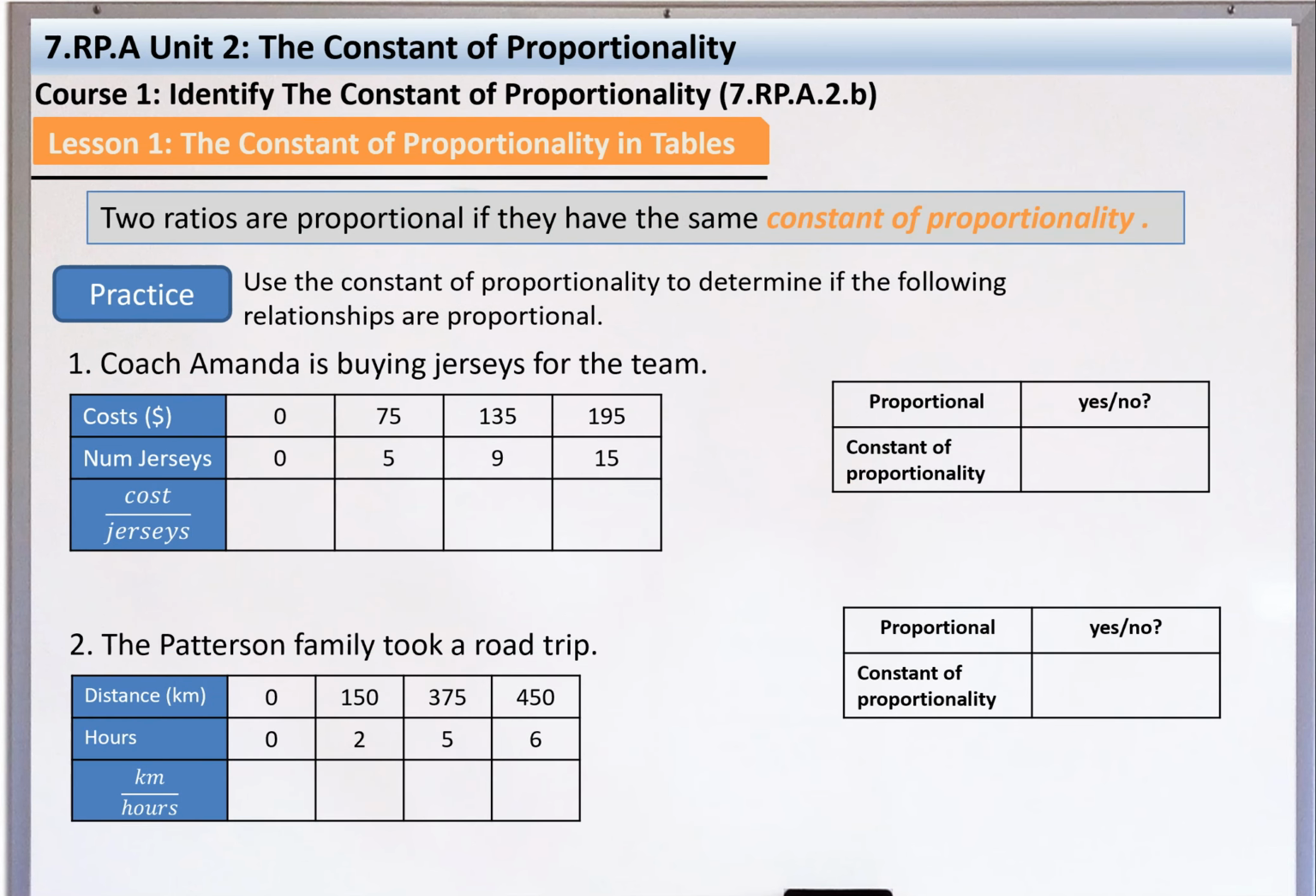All right, so we're going to use the constant of proportionality to determine if the following relationships are proportional. Now I added this extra row here, or column, so we could have a little more information. All right, so a coach and manager is buying jerseys for the team. Here's the cost compared to the number of jerseys. Is it proportional? Yes or no? And if it is proportional, what is the constant of proportionality, or what is the unit rate?